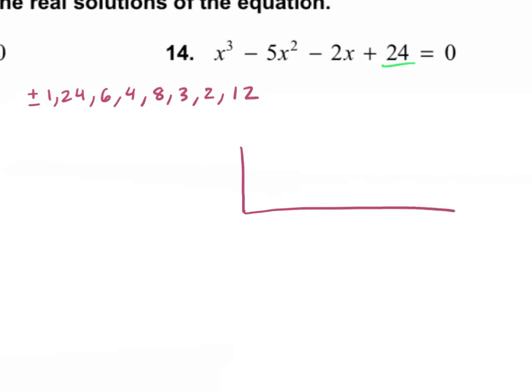Synthetic division. What's going to go inside the box? -1, -5, -2, and 24. What goes outside? Whatever we want. What do we want? 1. So we drop down the 1, multiply, add, multiply, add, multiply. 1 doesn't work. Come on, guys, you should know what works because you did this for homework.